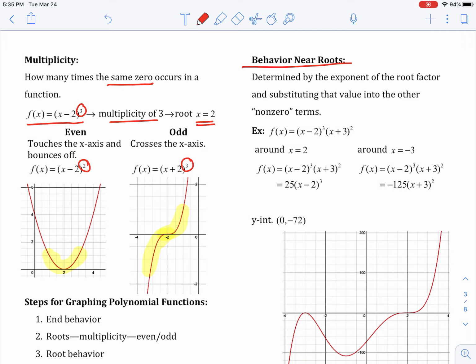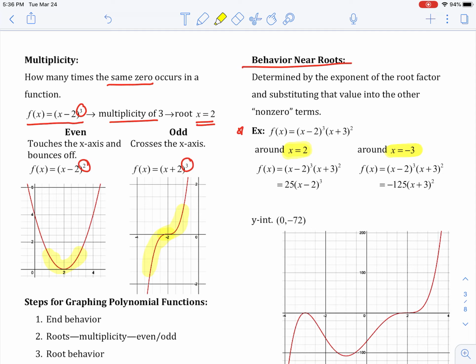So over here at behavior near our roots, what is going on as we get closer and closer to that particular x-intercept? What is the behavior of our graph? If we look at this equation of f of x equaling x minus 2 cubed times x plus 3 squared, we have two x-intercepts. We have an x-intercept at x equal to 2, and we have an x-intercept at x equal to a negative 3. And if we want to know what's going on with our graph as we get really close to x equal to 2 and as we get really close to x equal to a negative 3, how you determine the behavior is the root where that x-intercept came from.